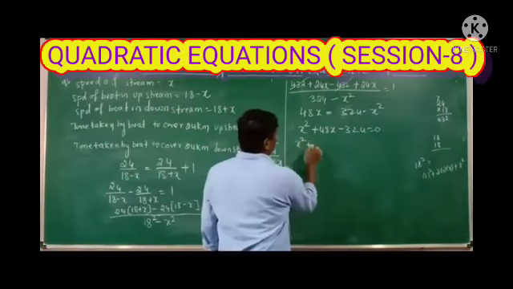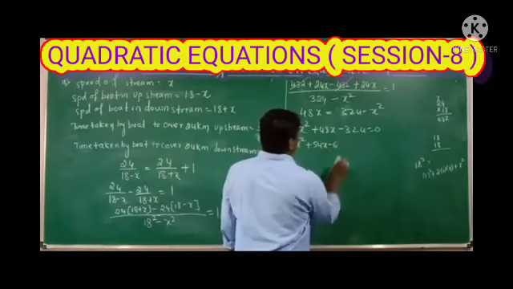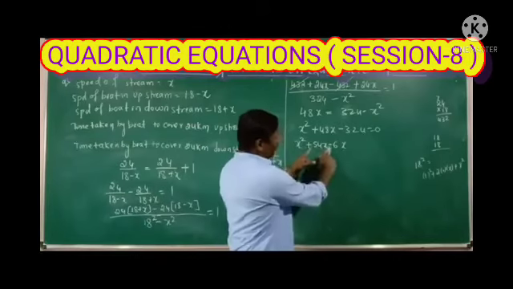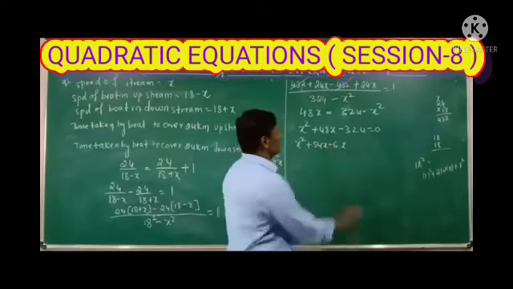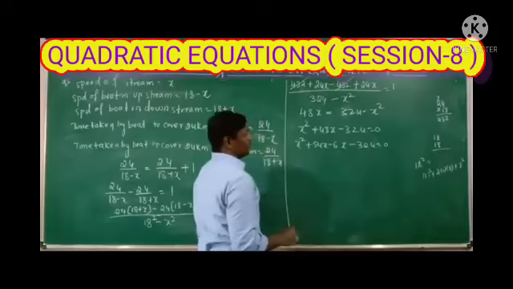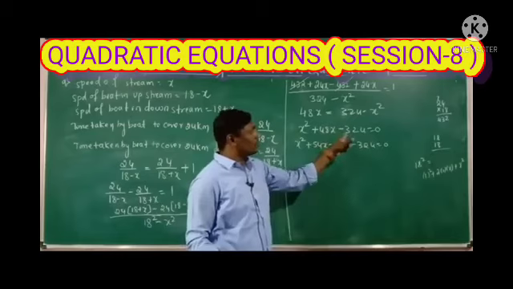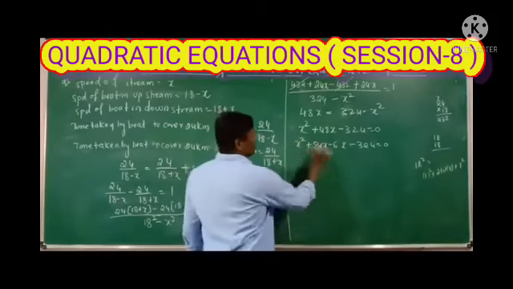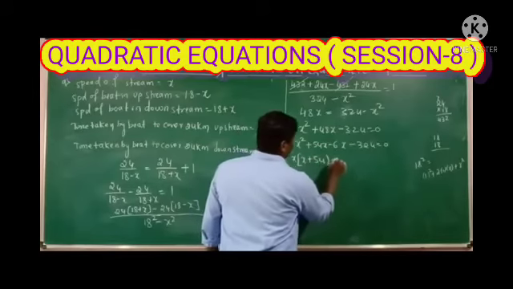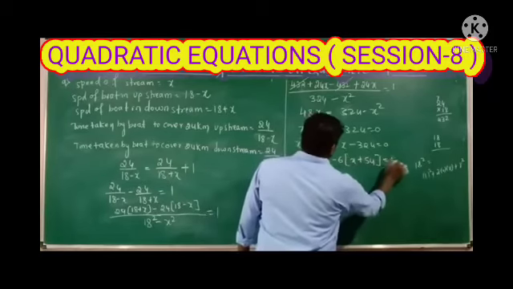So x square plus 54x minus 6x minus 324, which is equal to 0. The sum of these two is plus 48 and the product of these two is 324. In the first two terms, x is common, so x into (x plus 54). In the last two terms, minus 6 is common, so (x plus 54), which is equal to 0.